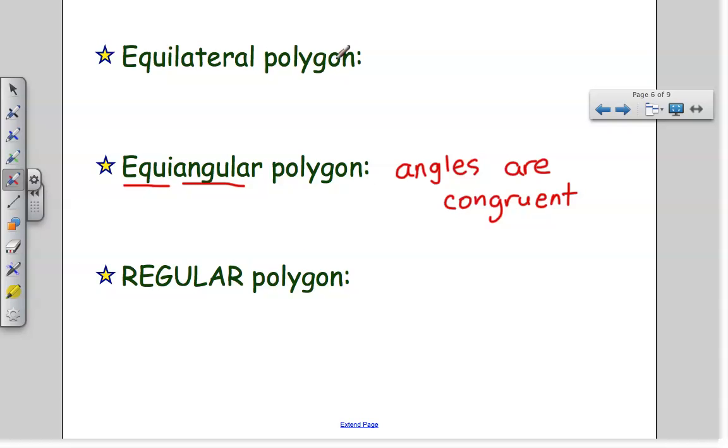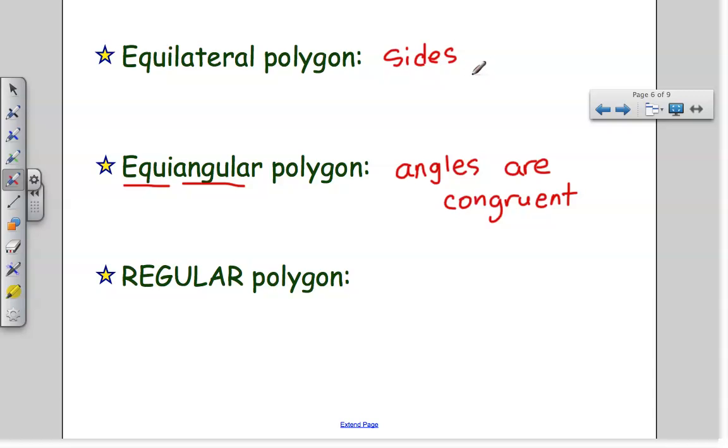An equilateral polygon, well, if it's not equal angles, it must be equal. What's the other part of polygons? It's got to be the sides. And lateral, you can think of the sides there. So, okay, I'll just write angles again. My bad. The sides are congruent.